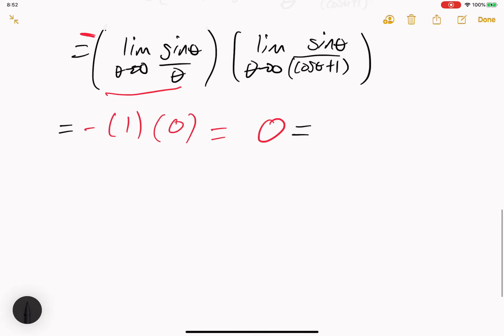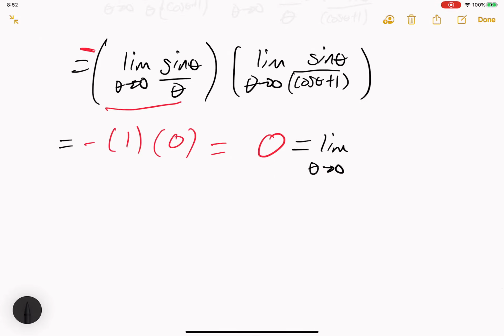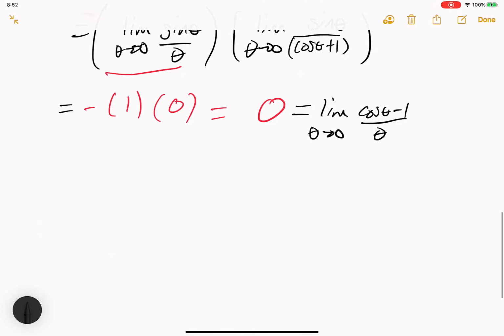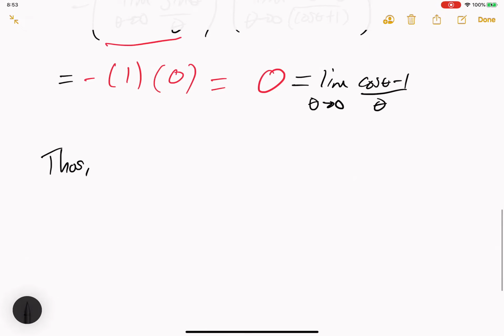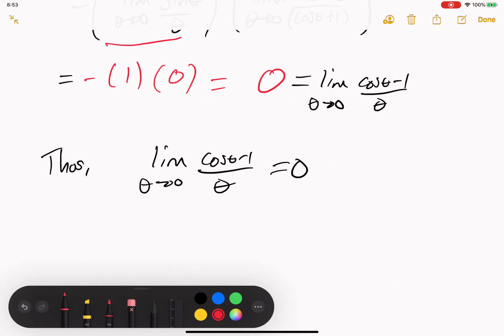So what that tells us is that 0 is equal to the limit as theta goes to 0 of cosine of theta minus 1 divided by theta. And let me just box that to make it clear. I usually like to write this at the end, just to be clear whenever I'm doing work. But let's just write it in a box to let you guys know it's important. So we have the limit as theta goes to 0 of cosine theta minus 1 divided by theta is equal to 0. It's a very nice formula.